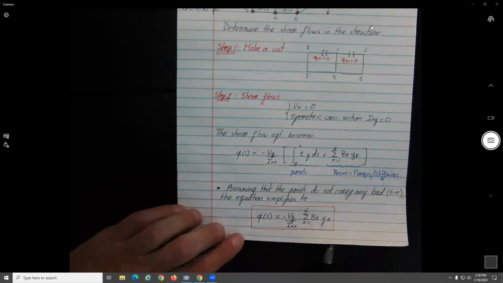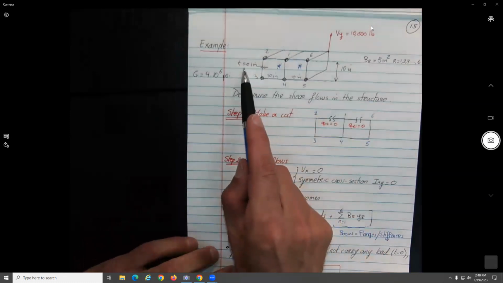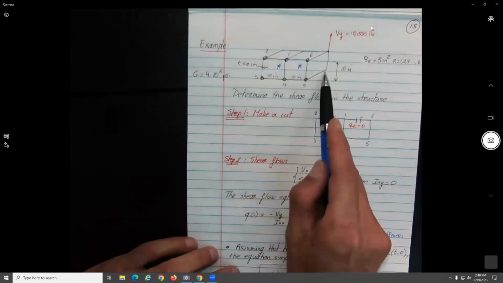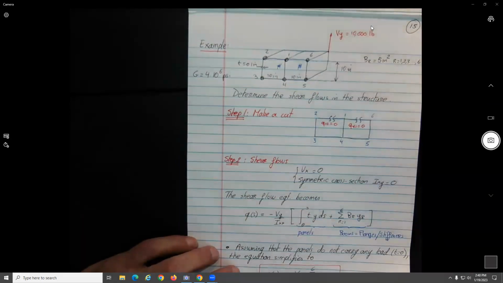So now, before applying this equation, we need to calculate what Ixx would be. Again, what would Ixx be physically? It will be the moment of inertia about this axis, which is the resistance to bending, no? Okay, according to our definition.